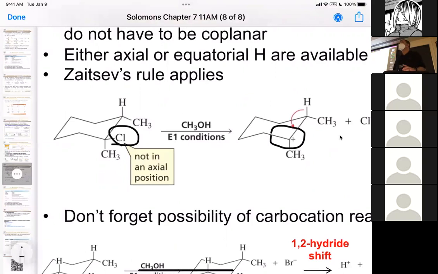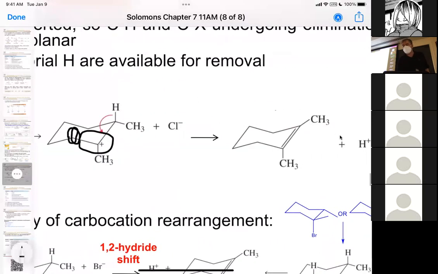So you want to follow Zaitsev's rule here and say, okay, I have a hydrogen on a substituted carbon, which is going to give me the most substituted alkene. And so, well, you have hydrogens here and they are in the axial position. You actually are going to take away the one giving you the more substituted alkene. Okay. So the more substituted alkene works in here because you're not limited by the configuration. Remember when we were drawing the Newman projections and you had to have those two anti to each other, that requirement goes out of the way when you form the carbocation.